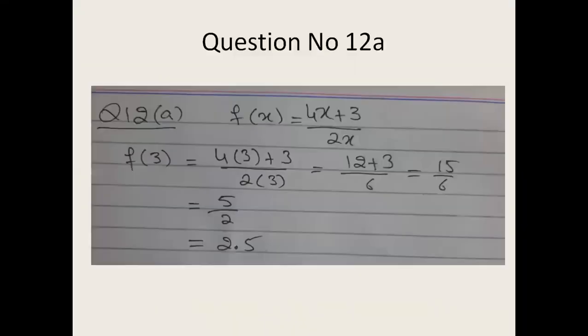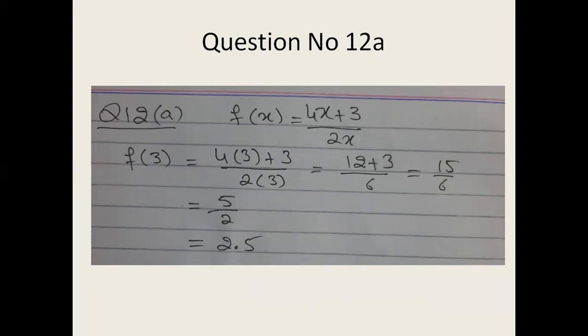So question number 12, A part, f of x is equal to (4x plus 3) divided by 2x, and f of 3 will be in the place of the x in that formula, substitute x with 3. So you will have 4 multiplied by 3 plus 3, divided by 2 multiplied by 3. So you will have 12 plus 3 divided by 6, and that will be 15 by 6.